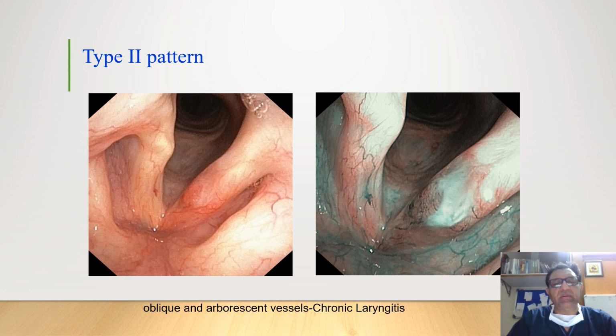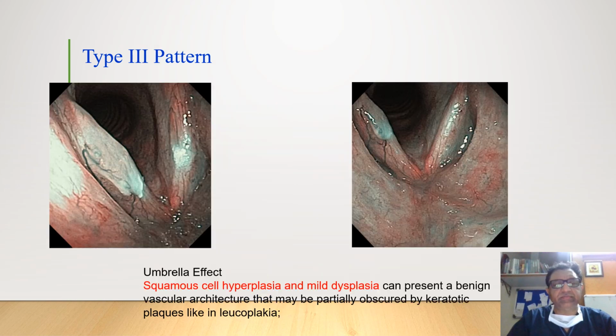Type 2 pattern indicates oblique capillaries which are coming from the ventricular side, and these are indicative of chronic laryngitis.